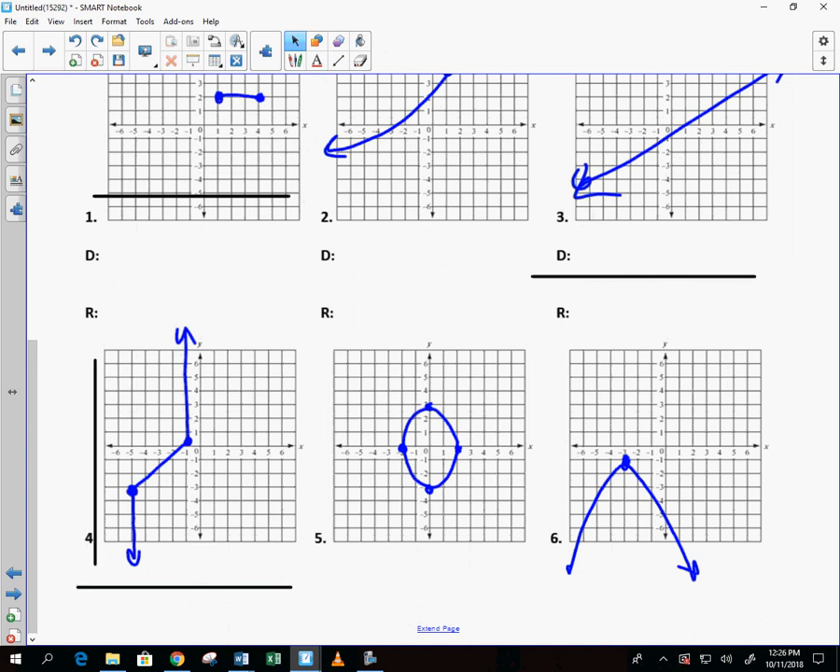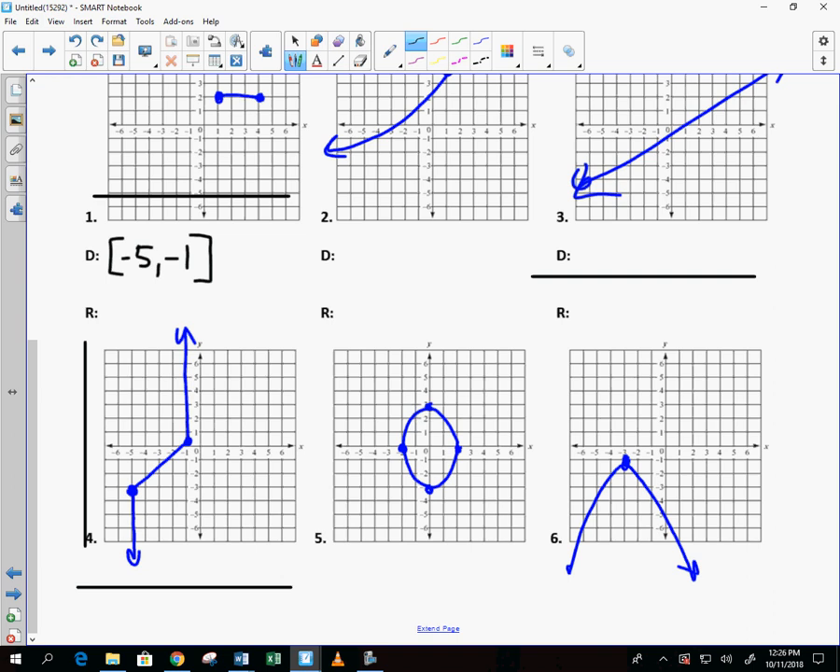All right, are we going to have domain values here? No. How about here? Here? Here? So between, yeah, -5, -1. Range? Negative infinity to infinity. You try the last two on your own.